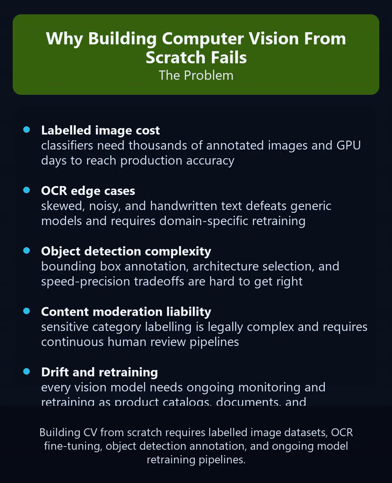Building computer vision from scratch creates 5 compounding problems. Training an image classifier requires thousands of labeled images and GPU time to reach production accuracy. OCR models must handle skewed, noisy, and handwritten text that generic models miss. Object detection needs bounding box annotation and architecture choices between speed and precision. Content moderation models require sensitive category labeling that is costly and legally complex. And every model needs separate deployment pipelines you must retrain as data drifts.